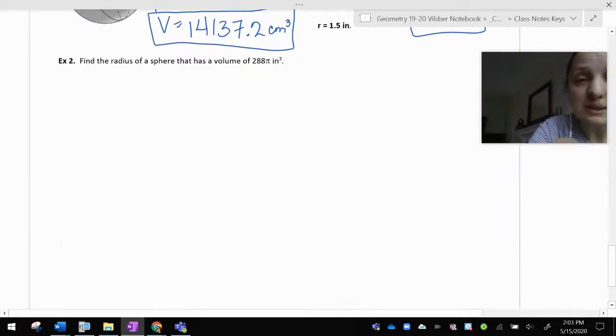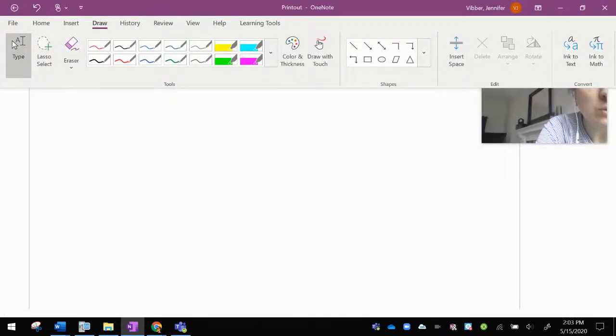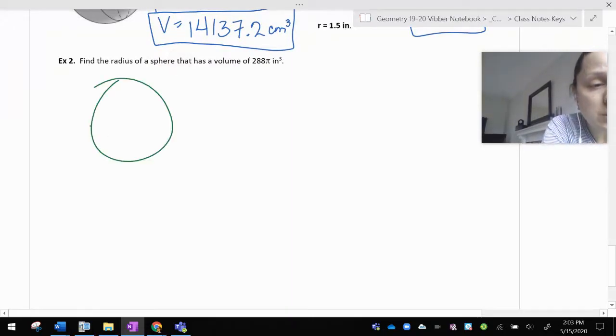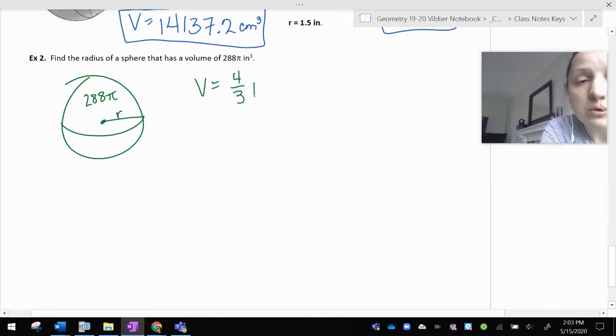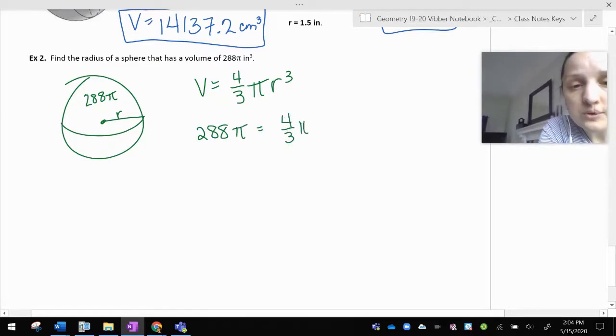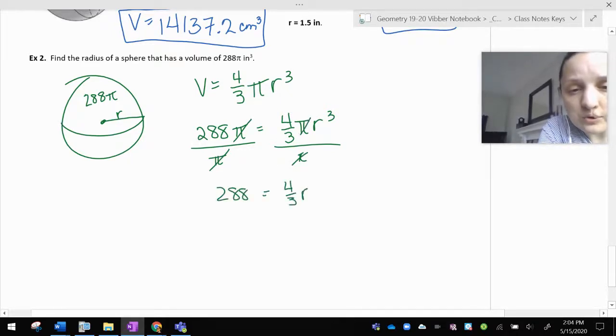All right, last example here. Find the radius if you know the volume. So I have a sphere, and it has a radius that I don't know, and I know its volume is 288 pi. So volume is 4/3 pi r cubed. 288 pi equals 4/3 pi r cubed. I'm going to divide both sides by pi. And then say, okay, 288 equals 4/3 r cubed.